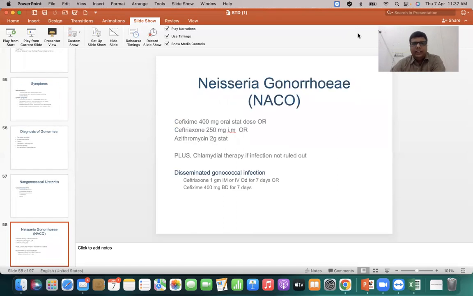Treatment for Neisseria gonorrhoeae is cefixime 400 mg oral single dose or ceftriaxone 250 mg IM single dose or erythromycin 2 grams stat, plus chlamydial therapy if infection is not ruled out. Disseminated gonococcal infection: injection ceftriaxone 1 gram IV OD for 7 days or cefixime 400 mg BD for 7 days.